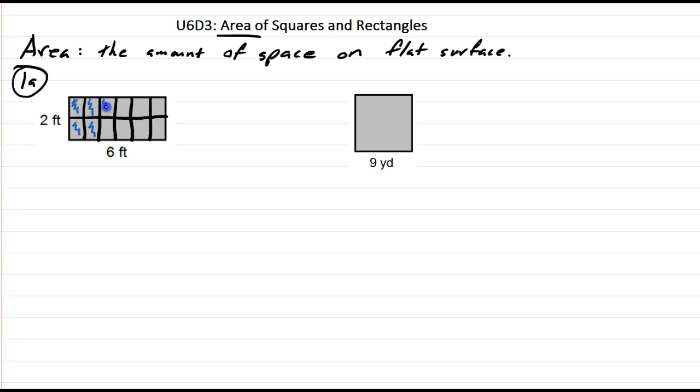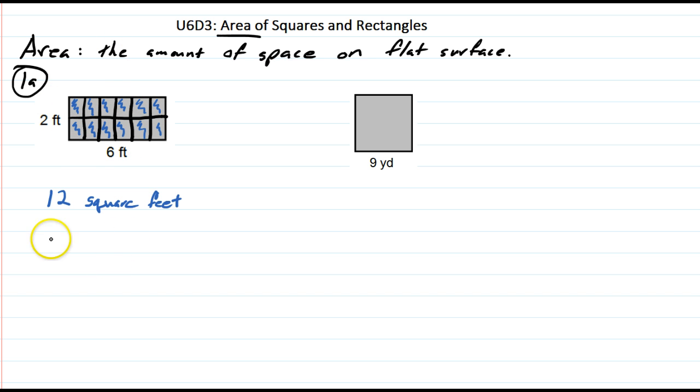And so what I've done is I've broken up this rectangle into little 1 by 1 squares, and so now you can count how many squares there are. And so this has 12, what we say is square feet. And so it would take 12 squares that are 1 foot by 1 foot to cover this rectangle.